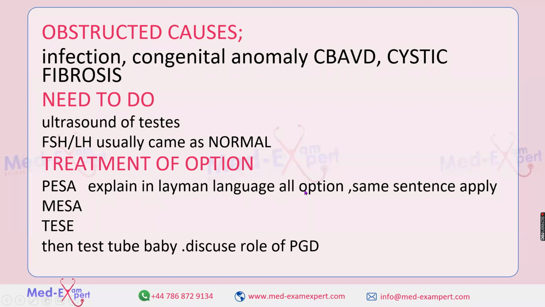You will explain all options in layman's language. I will give you the sentences to use. The test tube baby is an option. Then the role of PGD is here because it is a congenital anomaly, a birth defect. With cystic fibrosis, you will have ICSI, and by ICSI you can avoid another baby with cystic fibrosis. So there is a big role of PGD in such cases. Involve a genetic doctor.